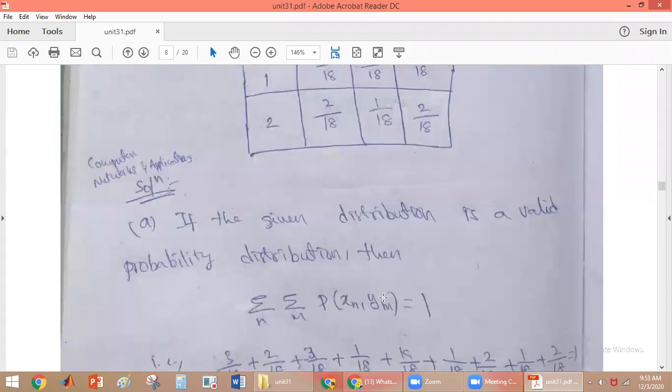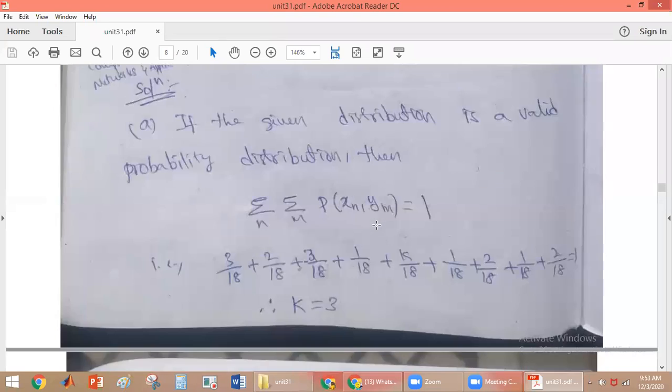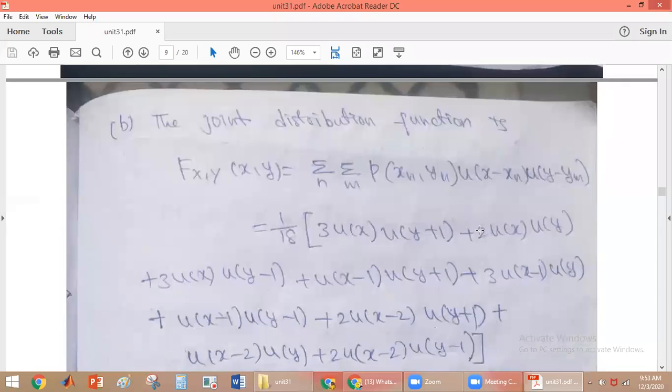Now for the next term, observe this next term. The x value is 0, y value is also 0. What is the corresponding probability here? It is 2 by 18. So the second term has the probability 2 by 18, with 1 by 18 taken common here. X value is 0, y value is 0, so it is u of x minus 0, u of y minus 0. So you will be getting u of x and u of y.